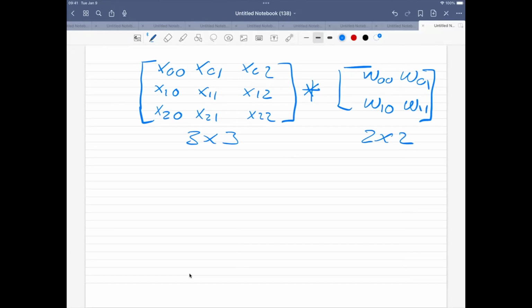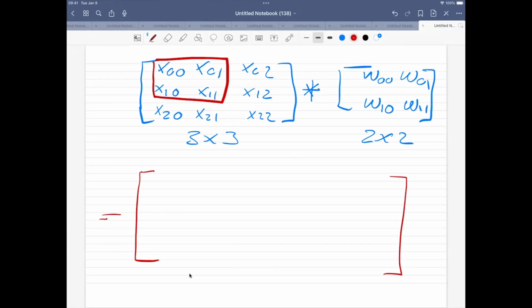Now, if you look at this operation which we are going to do, the first step is to multiply this one with the filter. So that gives us, in this specific case, x00 times w00 plus x01 times w01 plus x10 times w10 plus x11 times w11. Our next case is taking the next step.